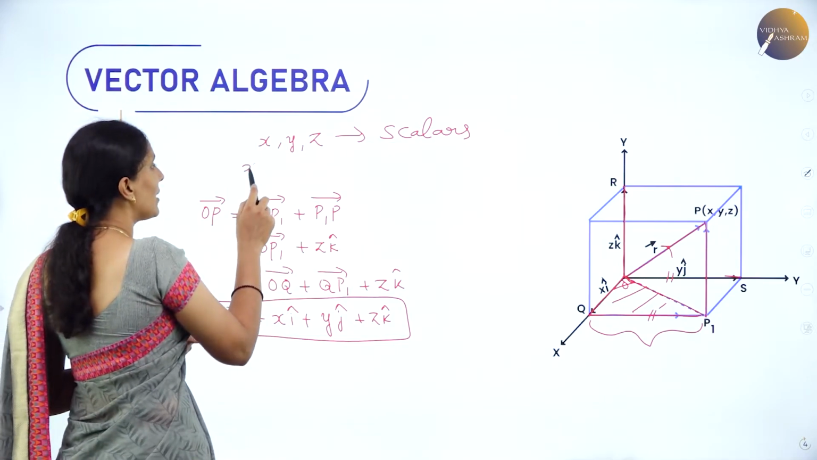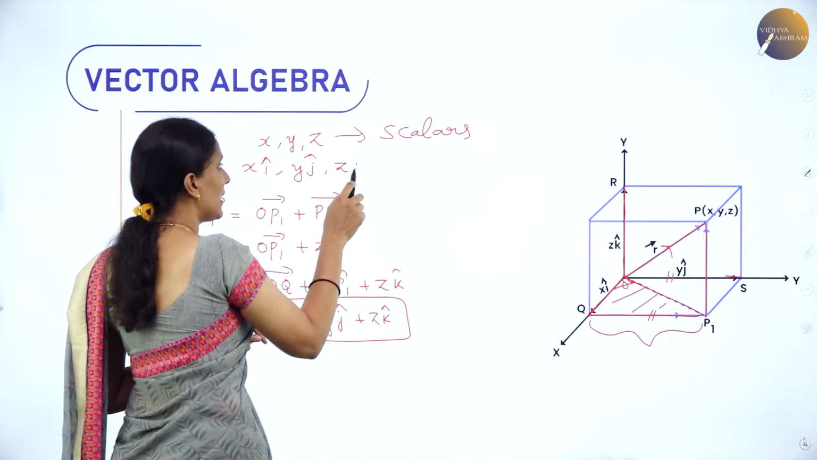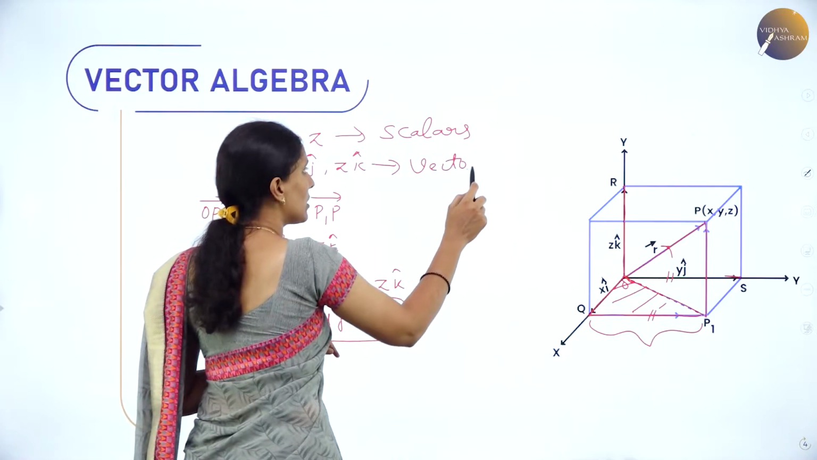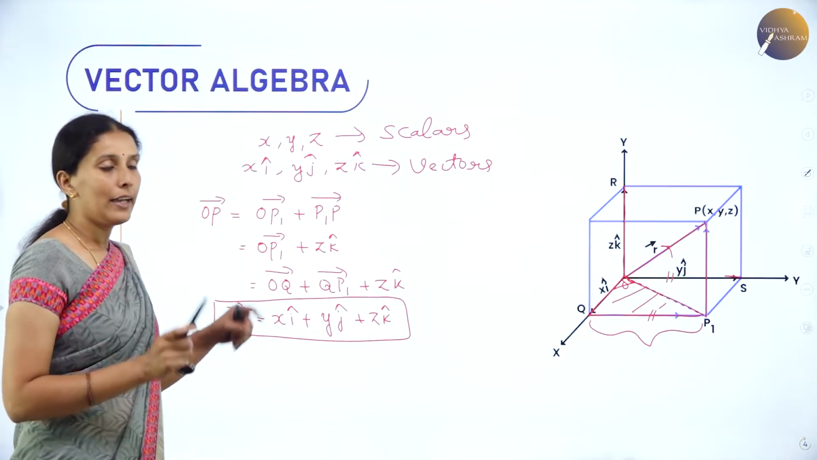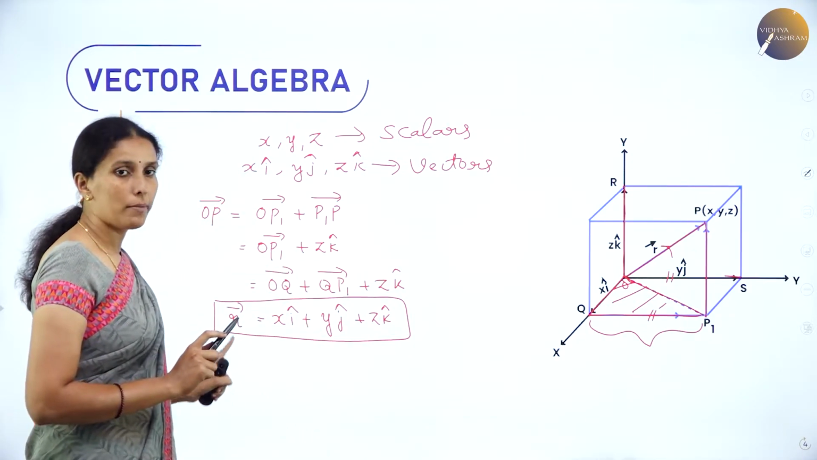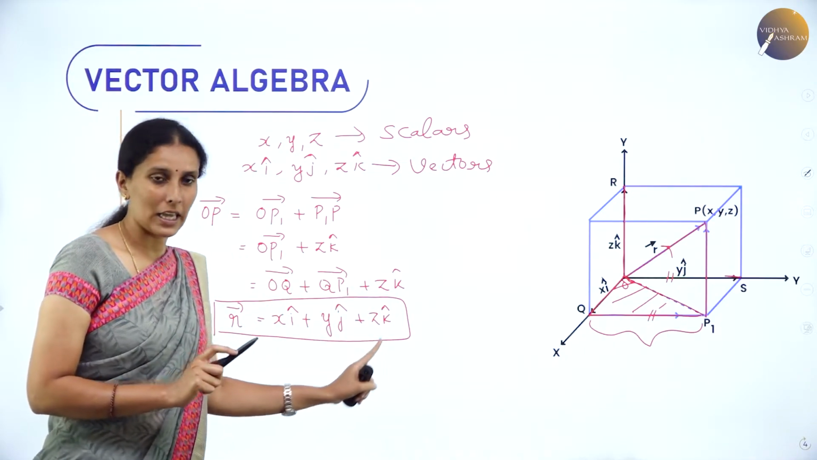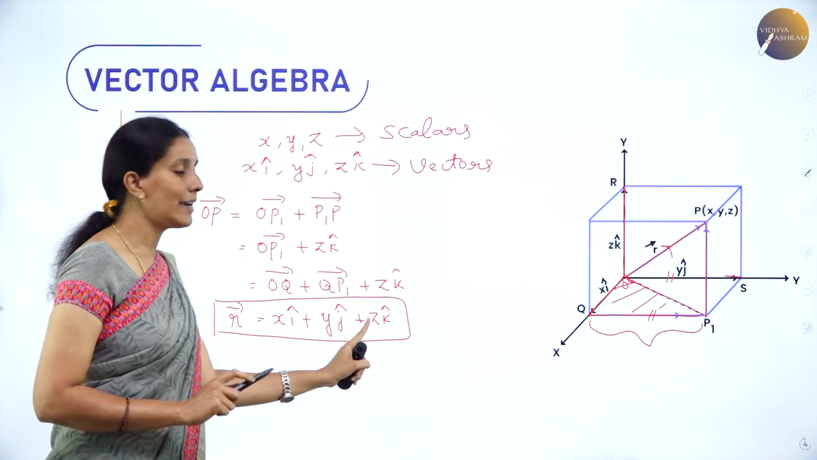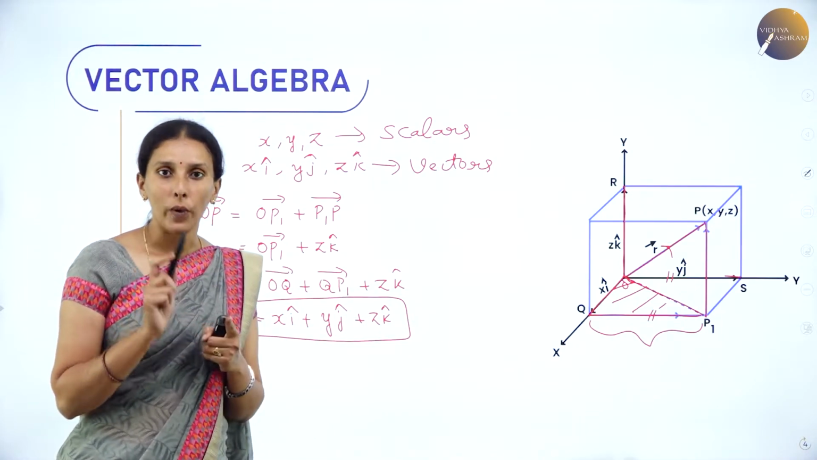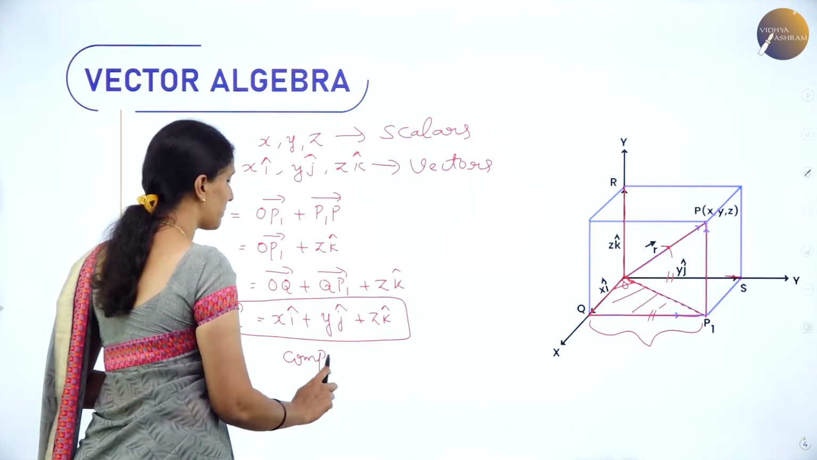But when I multiply this with the unit vectors, xi, yj plus zk, since they are indicating the direction, they are called vectors. So any vector in the coordinate system can be represented in the component form, that is vector r is equal to xi plus yj plus zk. So here x, y, z are scalars, xi, yj and zk are the vectors. So this is called the component form of a vector.